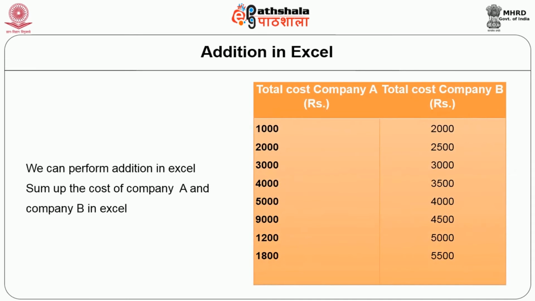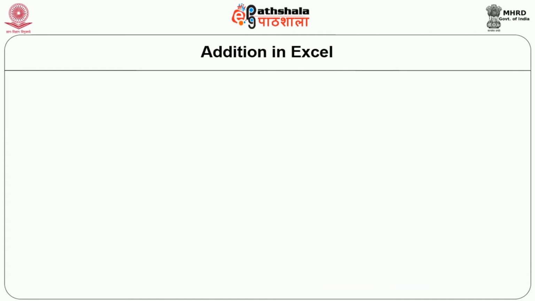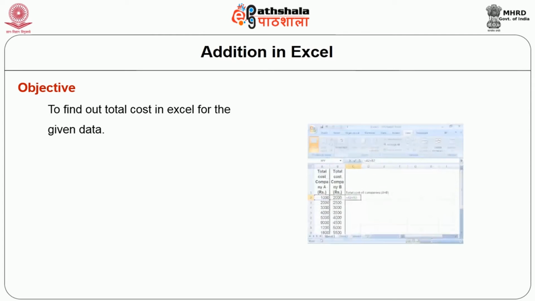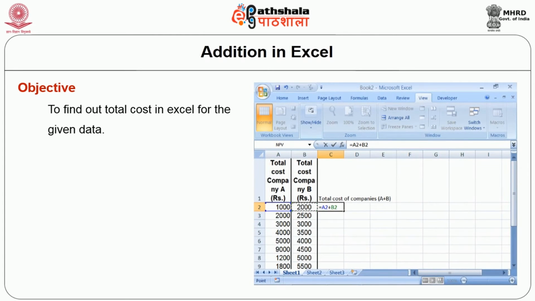Then addition in Excel. We can perform addition in Excel. Sum up the cost of company A and company B in Excel for the following data. Objective: to find out total cost in Excel for the given data. Procedure: open the Excel sheet, enter the title as Cost of company A in cell A1 and Cost of company B in cell B1. Enter the values of cost of company A from cell A2 and cost of company B from cell B2.